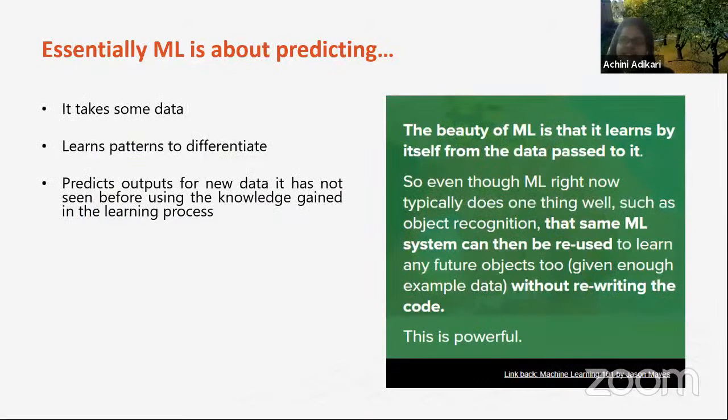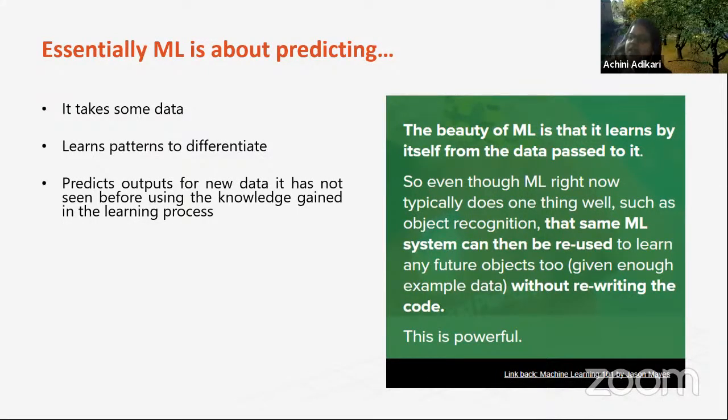So machine learning is about predicting, basically. What we do in machine learning is, the machine learning models will take some data, and it will automatically learn the patterns of these data. And when new data comes in that it has not seen before, it can predict the outputs of the new data, based on the trained model.